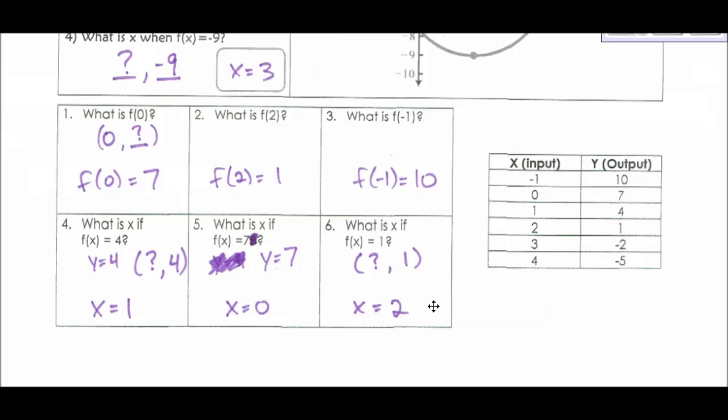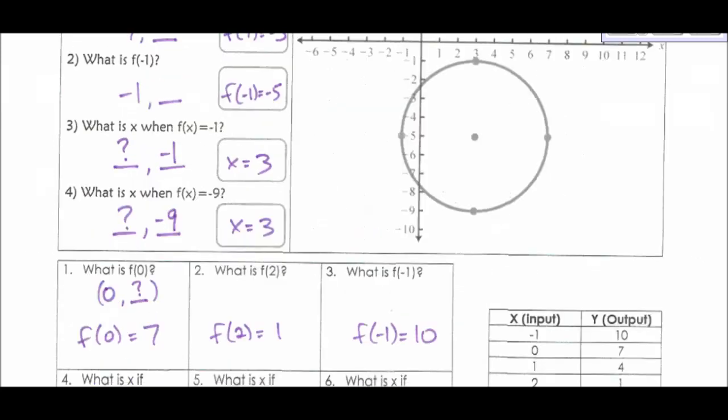So when you're evaluating a function, either when you're given the x or the y, you're really just finding the corresponding part of that ordered pair. Sometimes it involves a little bit more work if you're given the equation. Sometimes it's really just matching up on the table, and sometimes you actually have to look at the graph.